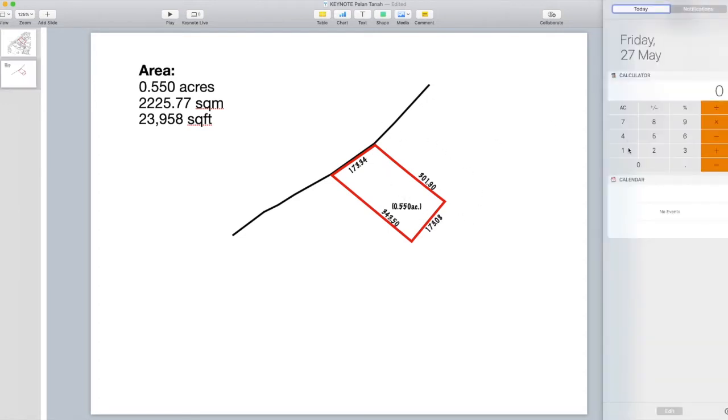Okay, and then we're going to take the width and the length here, we're going to multiply them. So we have 173.34 times 301.9, and we see here 52331.346. It doesn't add up to any of the numbers here.